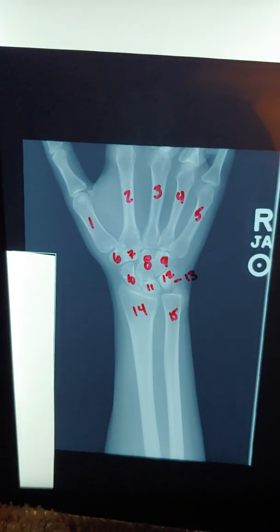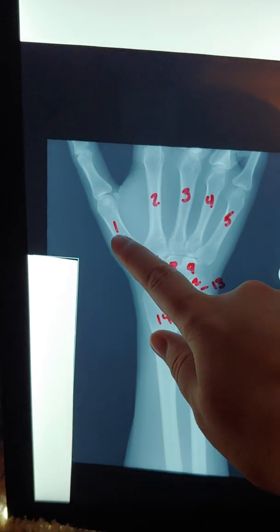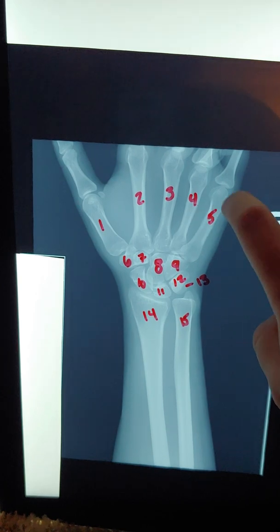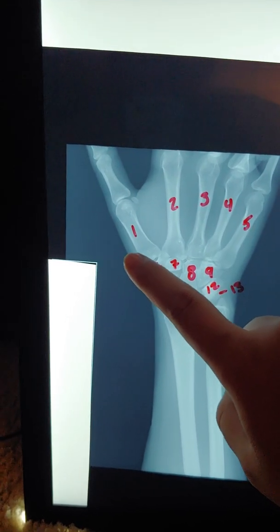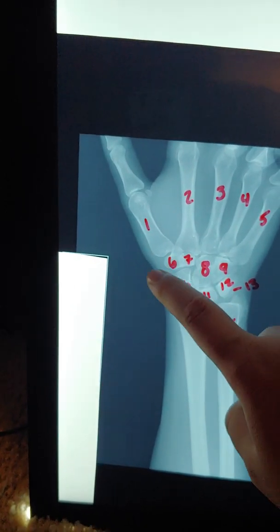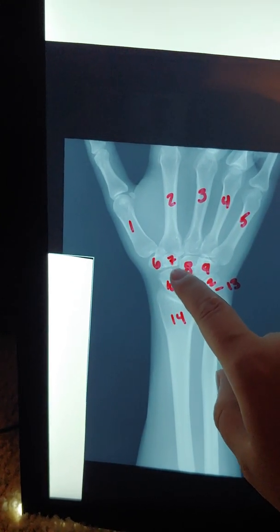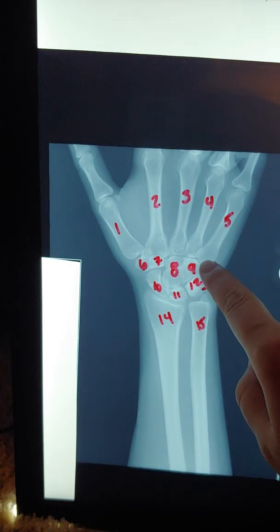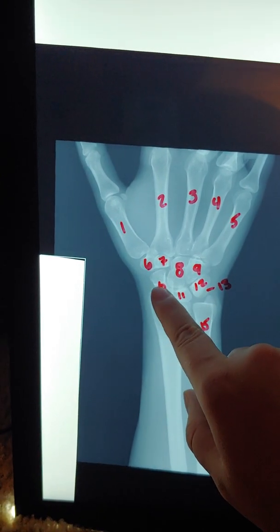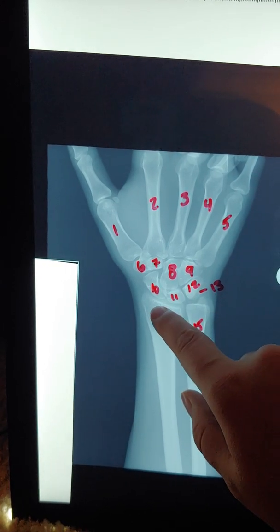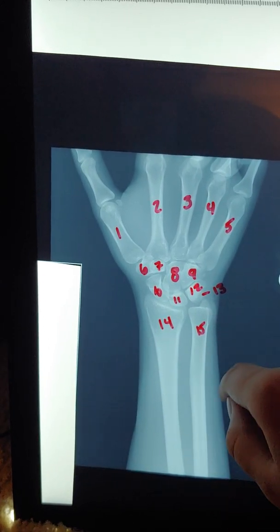In the PA projection, you can see the first metacarpal, the second metacarpal, third metacarpal, fourth metacarpal, and fifth metacarpal. You can see the trapezium, the trapezoid, the capitate, the hamate, the scaphoid, the lunate, the triquetrum, and the pisiform. This is the radius, and this is the ulna.